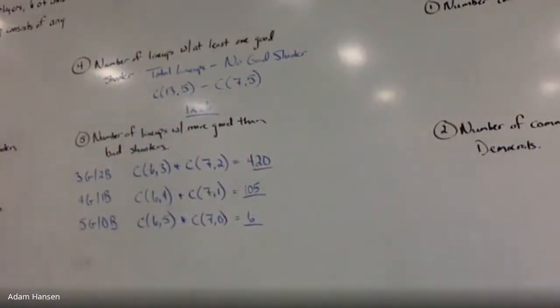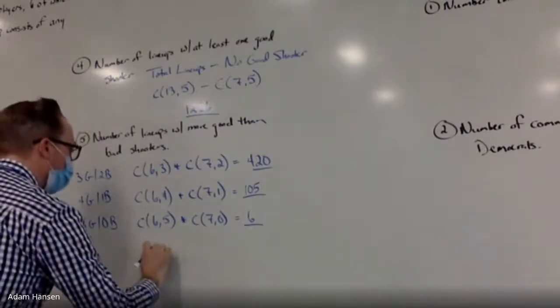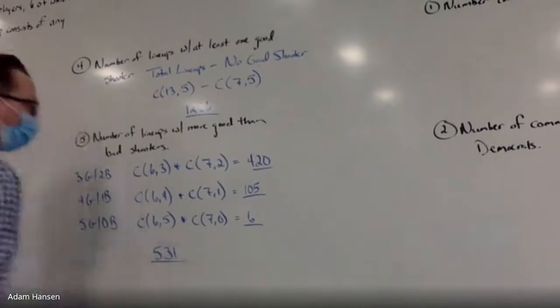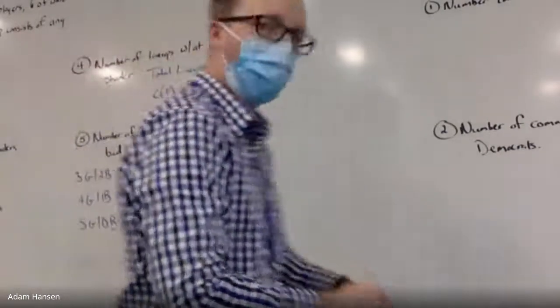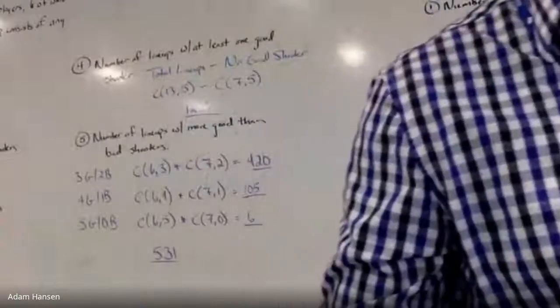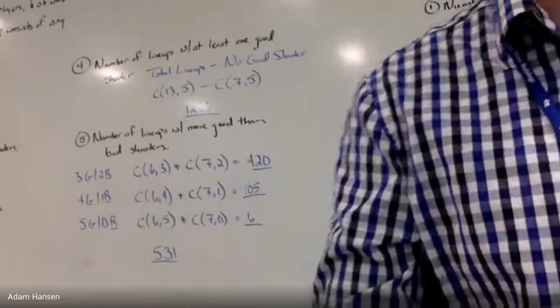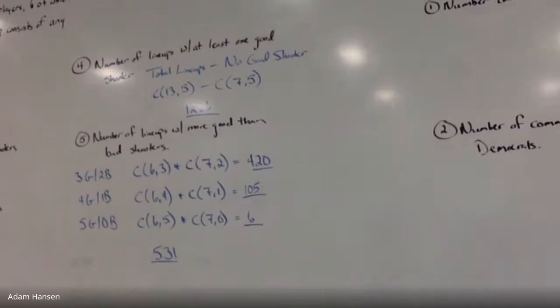All right. I need to find the sum total of all 3 of these different outcomes. So 420 plus 105 makes 525. Another 6 more makes 531. 531 different lineups with the majority of good shooters. Let's practice this.